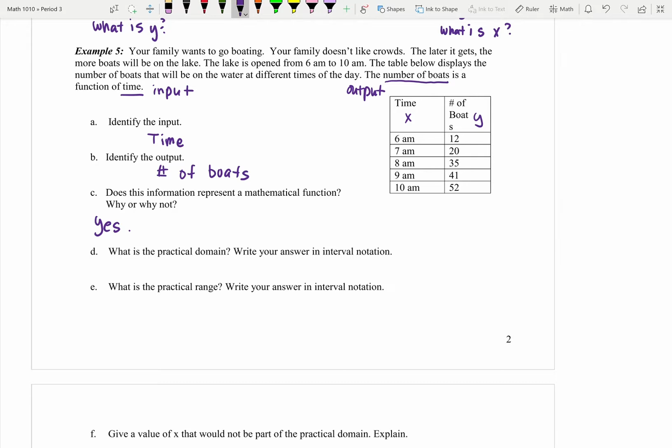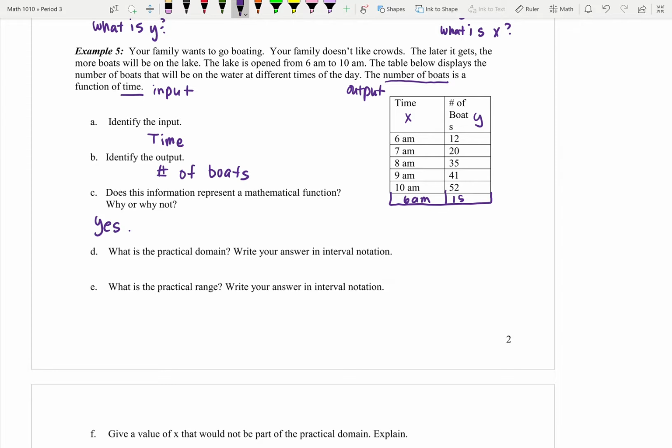I don't want you to say, no x values repeat. I don't want you to say that. I want you to talk about time, and I want you to talk about boats. Would this ever make sense? What if there was one more thing on the table, and it said 6 a.m., 15? Immediately you shake your head. Why doesn't that make sense? Why would they never do that? Because 6 a.m. already passed.